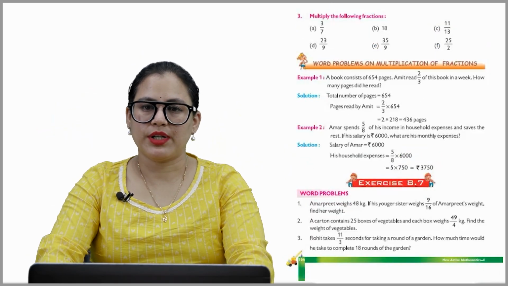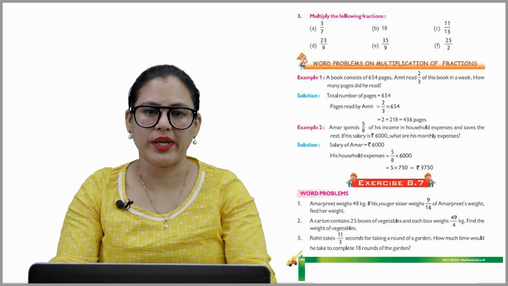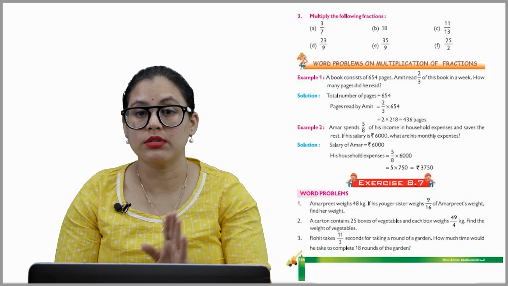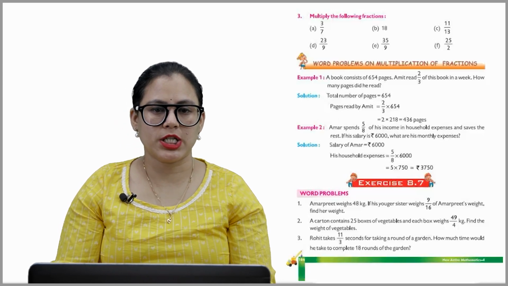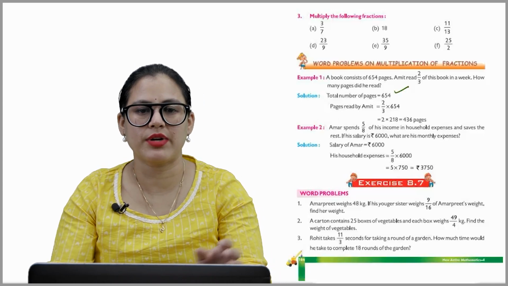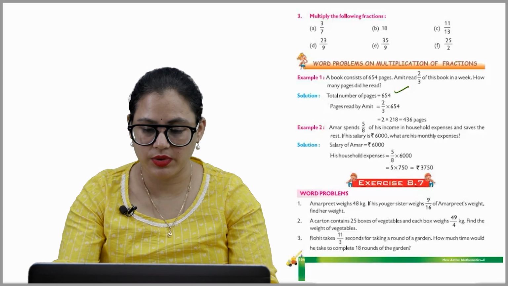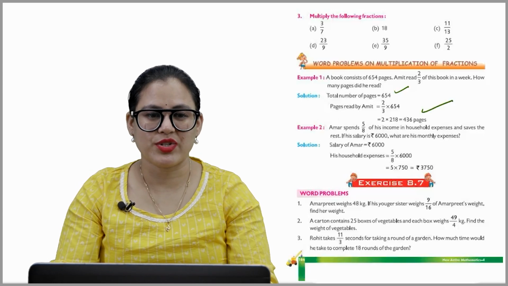Word problems on multiplication of fractions. Example 1: a book consists of 654 pages. Amit read 2/3 of this book in a week. How many pages did he read? The total number of pages is 654, and pages read by Amit are 2 by 3 of 654. So the answer will be 436 pages.